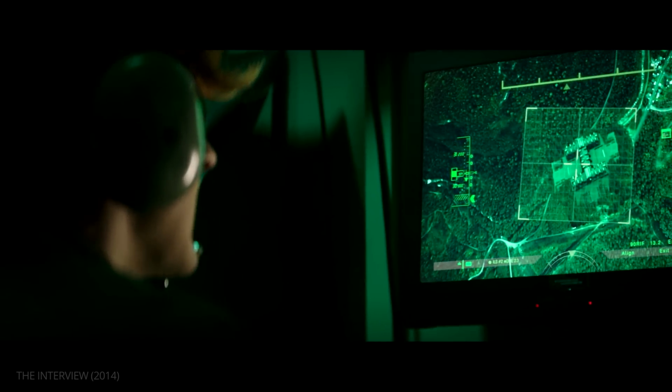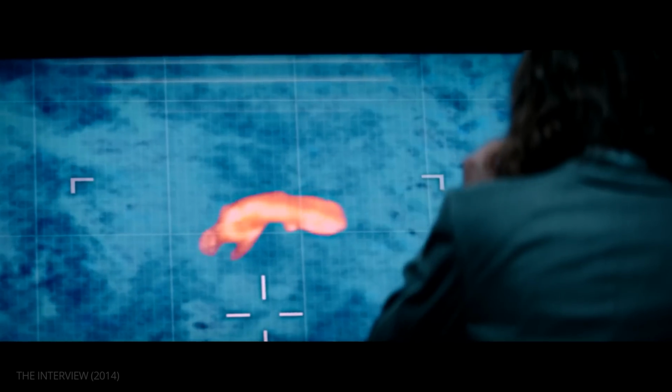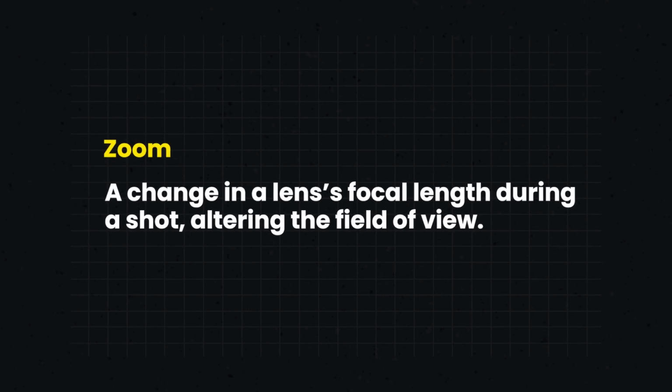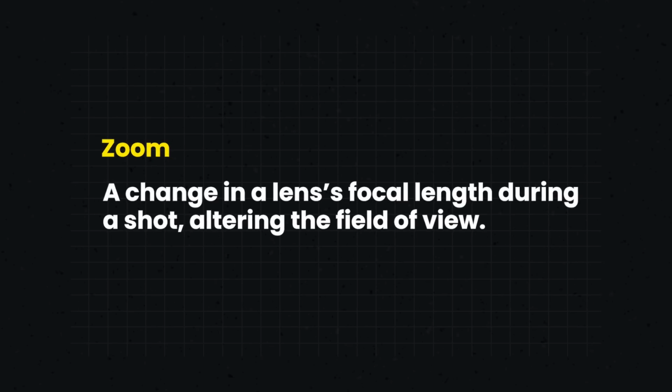Now, let's zoom ahead. What is that? A zoom is traditionally thought of as a change in the lens's focal length during a shot, altering the field of view. It is achieved using a zoom lens.